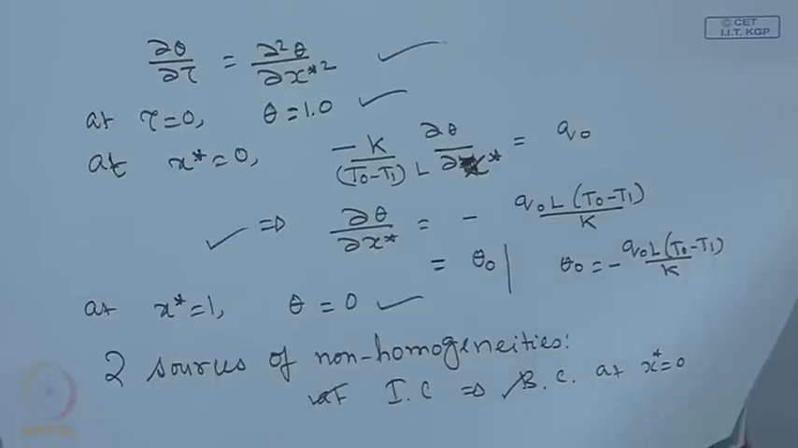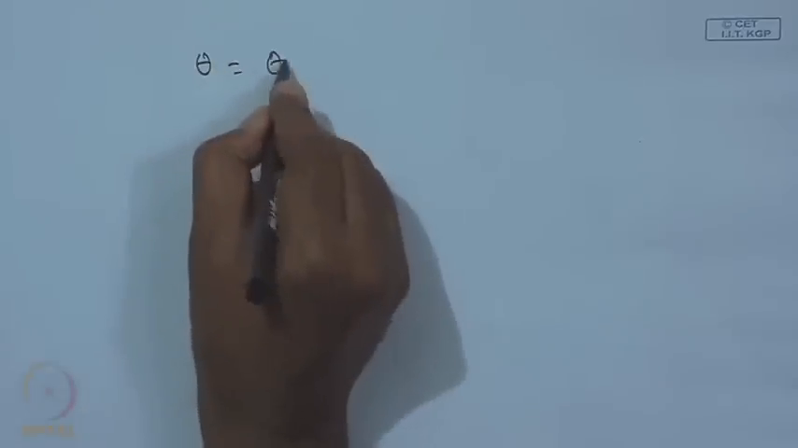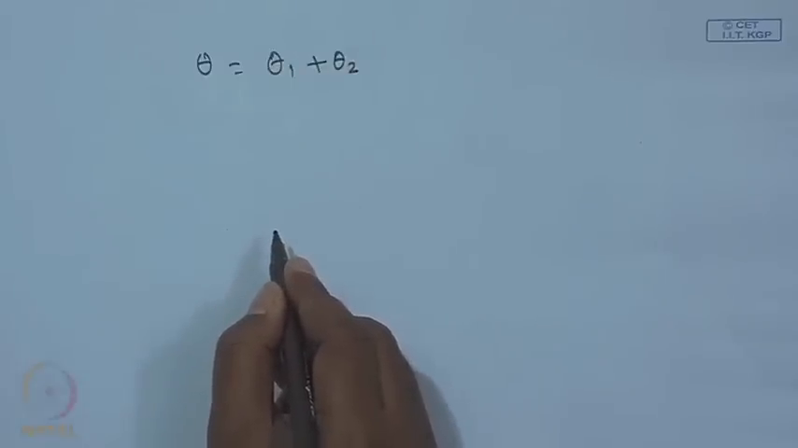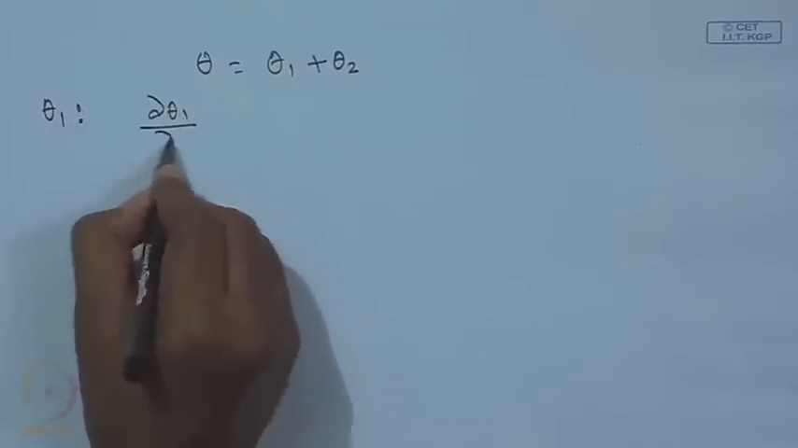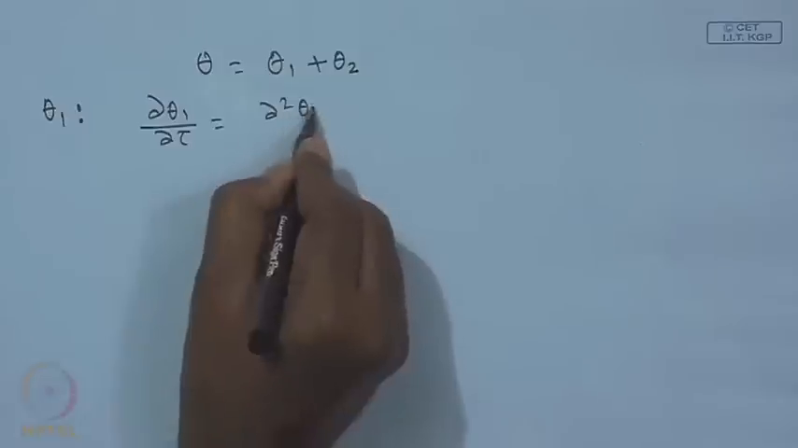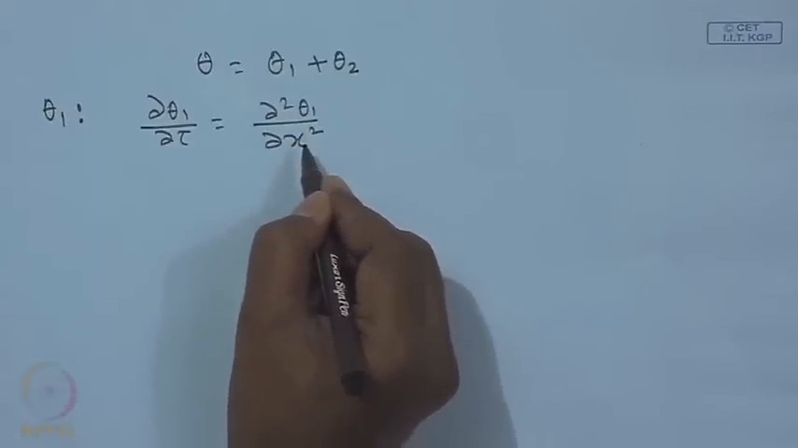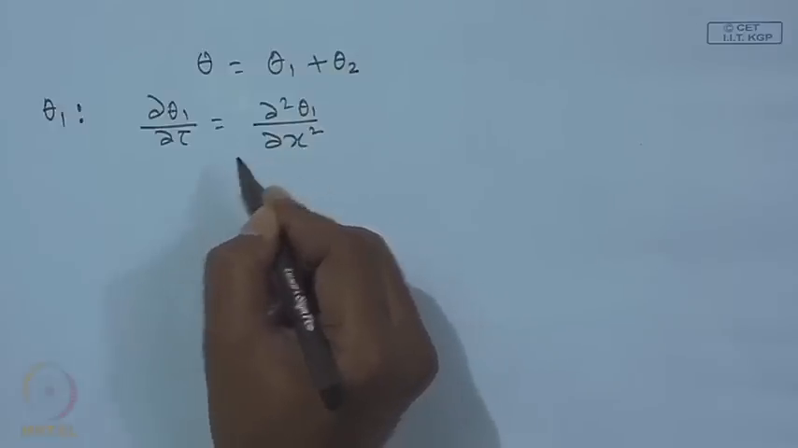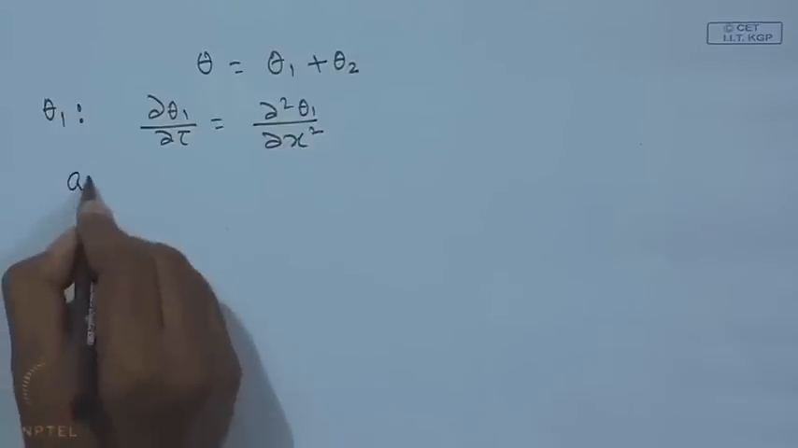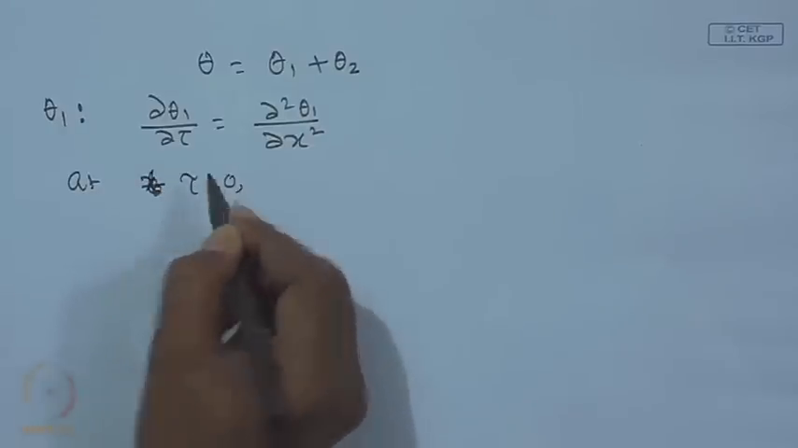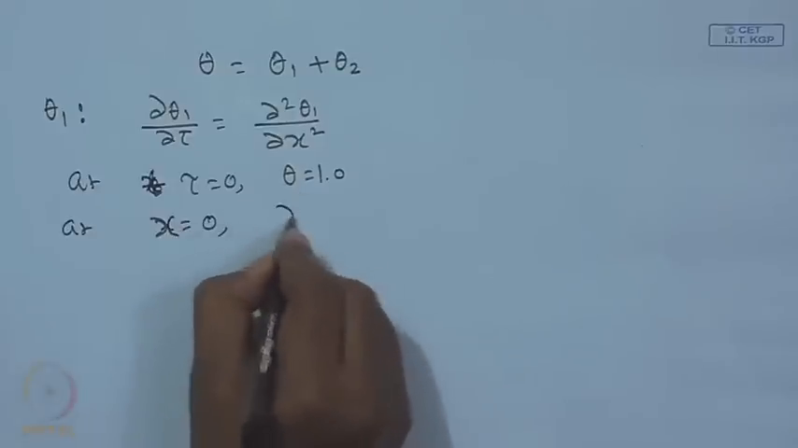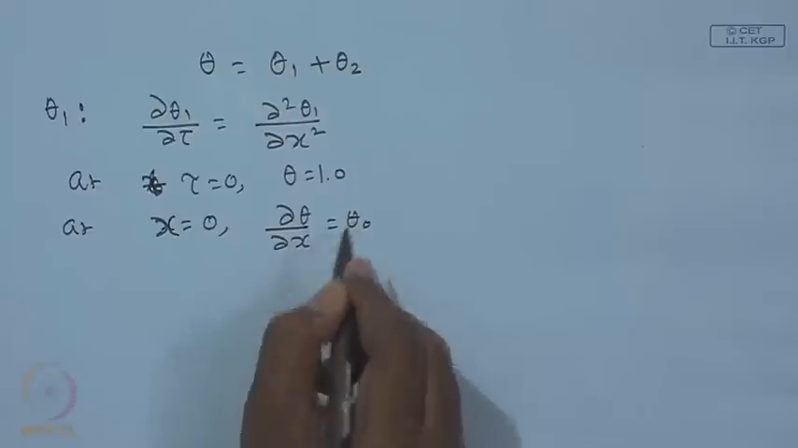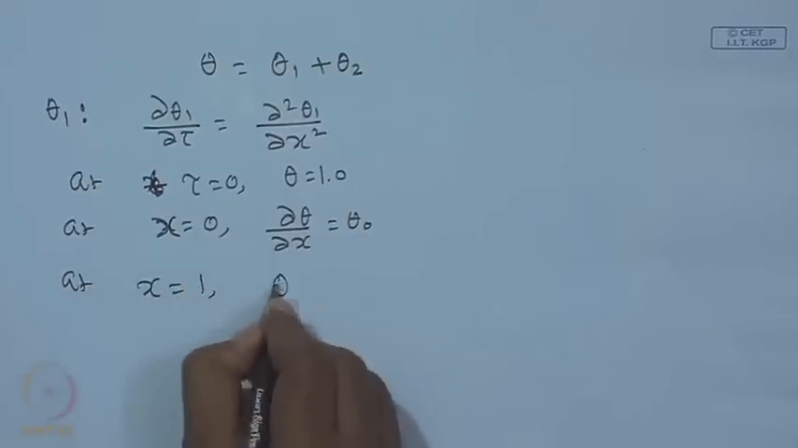Now, therefore, this problem is again divided into two sub problems, theta 1 plus theta 2. We will be formulating both these sub problems considering one non-homogeneity at a time. So, let us look into the definition of theta 1, it will be del theta 1 del tau is equal to del square theta 1 del x star square. We substitute x star by x, so that we need not put star everywhere. So, at tau is equal to 0, we had theta is equal to 1. At x is equal to 0, we had del theta del x is equal to theta naught. At x is equal to 1, we had theta equal to 0.